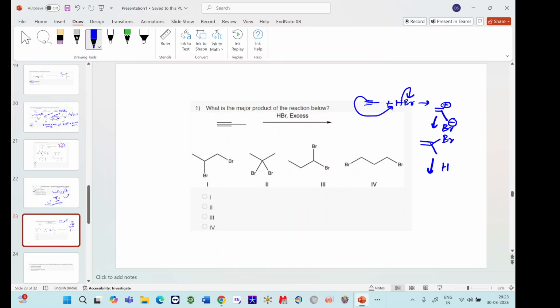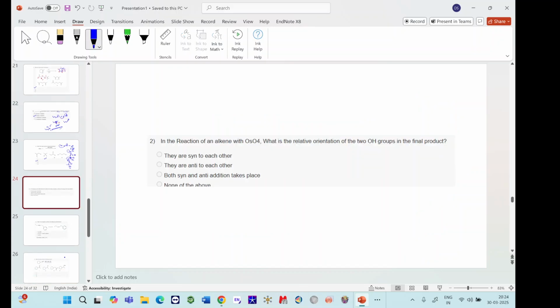Now you have excess HBr. So again HBr is there, it will attack. Now you will have a carbocation here again, and then bromine minus comes, and you will have the product. I'm not showing the other possibility or the minor product. I'm just drawing the major product. So what is matching here? This one. Yes. So 2 is the right option. Go to the next question.